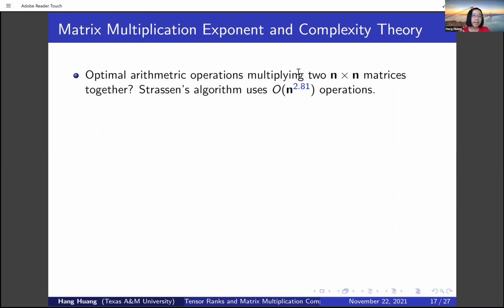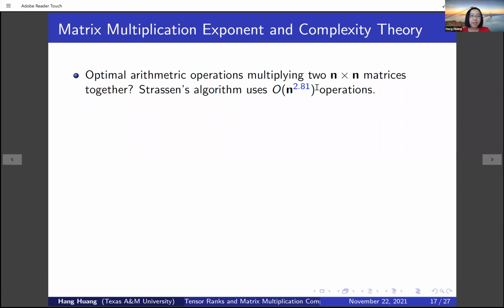Naively, you need n-cubed scalar multiplications in order to multiply two n by n matrices together. However, the first breakthrough is an algorithm called Strassen's algorithm. This is an algorithm that explicitly gives you a way of multiplying two by two matrices using 7 scalar multiplications instead of 8 scalar multiplications. So it can be explicitly written down. Now this can be generalized to large matrices because you can always break your large matrix into 2 by 2 blocks and then just apply Strassen's algorithm there. So this will give you the result that we only need n to the power log base 2 of 7, which is approximately 2.81.